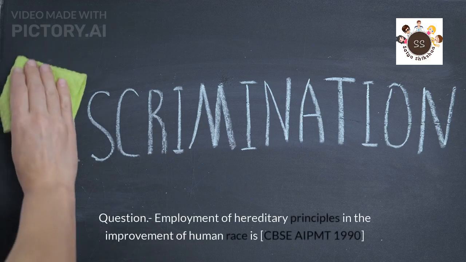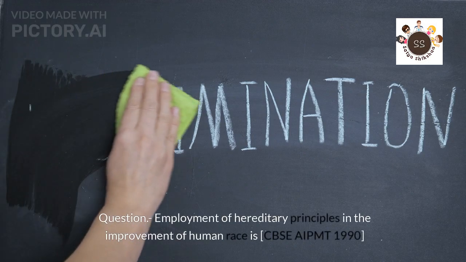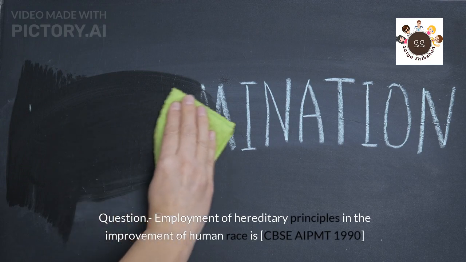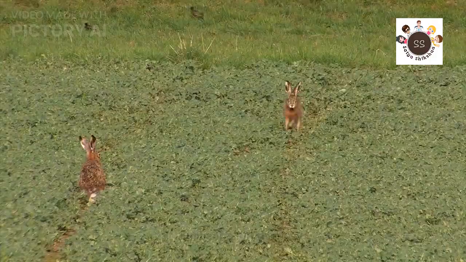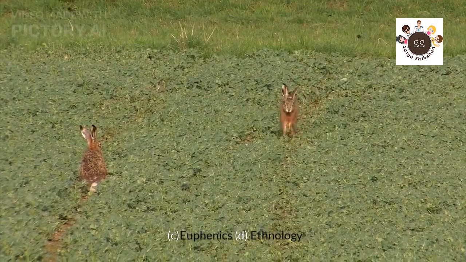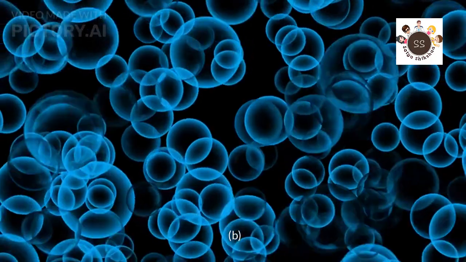Question. Employment of hereditary principles in the improvement of human race is CBSE AIPMT 1990. A. Euthenics. B. Eugenics. C. Euphonics. D. Ethnology. Answer is B.